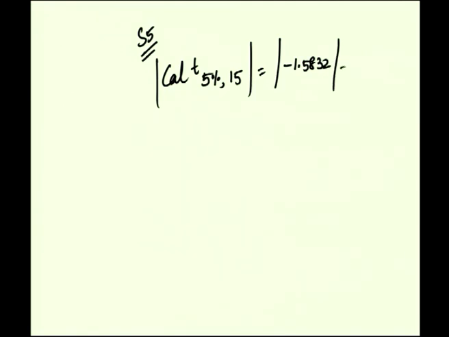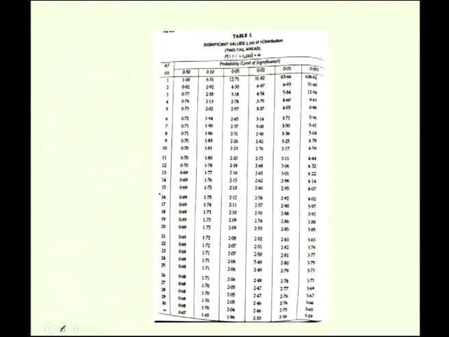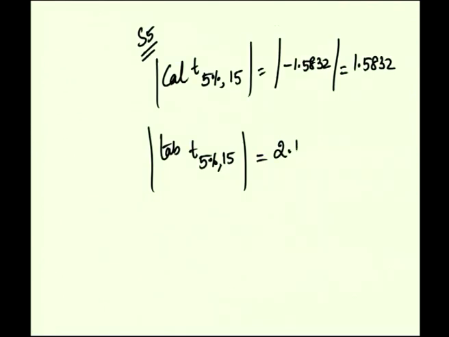Now, we have come to the comparison and conclusion step. Therefore, calculated T at 5%, degrees of freedom 15, is equal to modulus of minus 1.5832, which is 1.5832. Similarly, tabulated T at 5%, 15 degrees of freedom, is given in the question itself as 2.131. Even if you want to, you can verify it with the tables. For 15 degrees of freedom, 5% is 2.131. So, this is equal to 2.131.